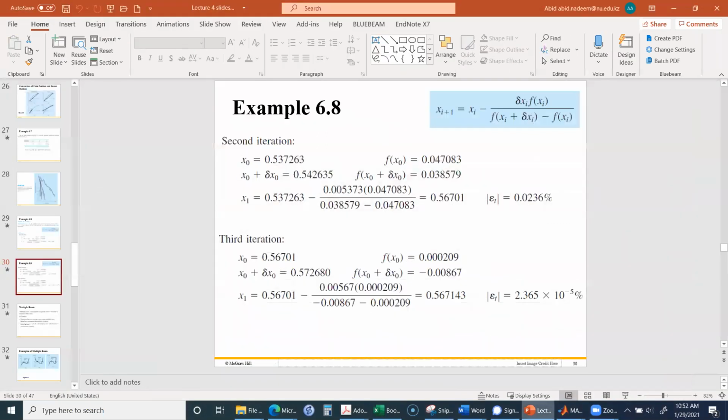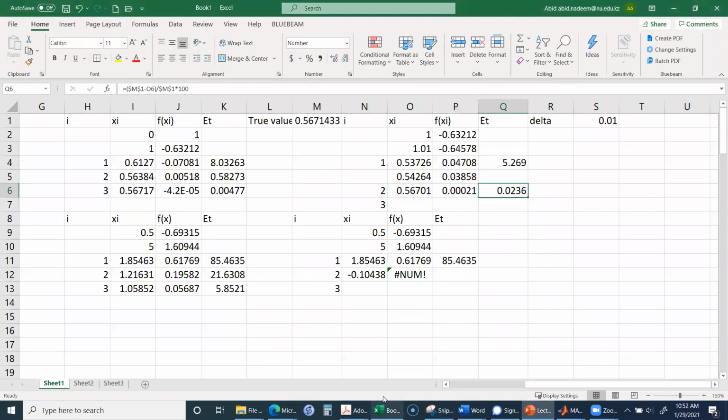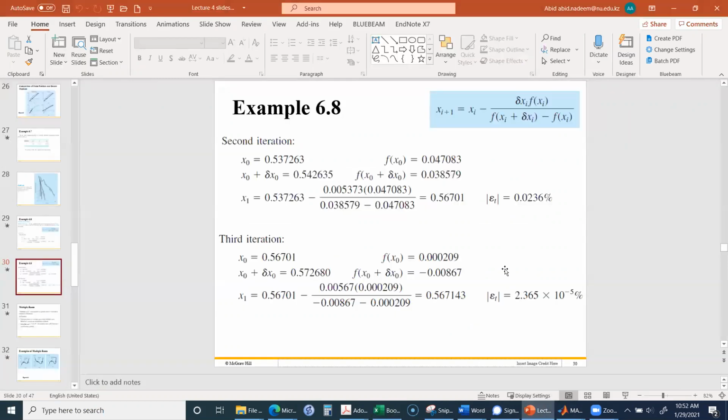So up to the second iteration, and then similarly in the third iteration we can apply the same process, and then we will find that we will get the value of 2.365 times 10 to the power minus 5%. Yeah, actually in the end I made a few mistakes, but I think I corrected myself, and then we can further expand this method and find the third iteration as well. Okay, do you understand or are you confused?